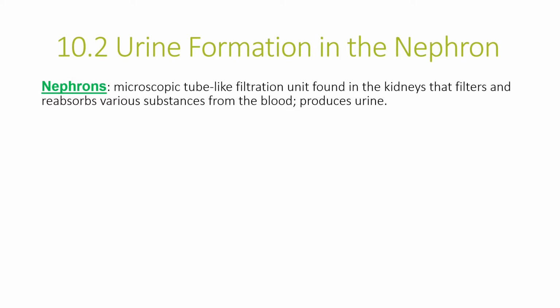Section 2 focuses on urine formation in the nephron. The nephron is a microscopic tube-like filtration unit found in the kidneys that filters and reabsorbs various substances from the blood, and it produces urine.